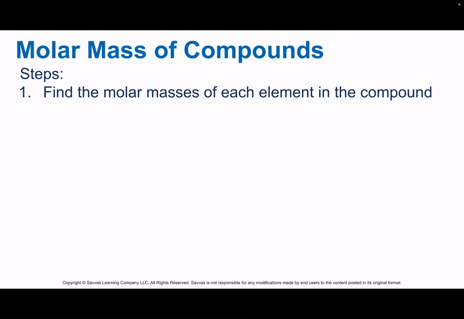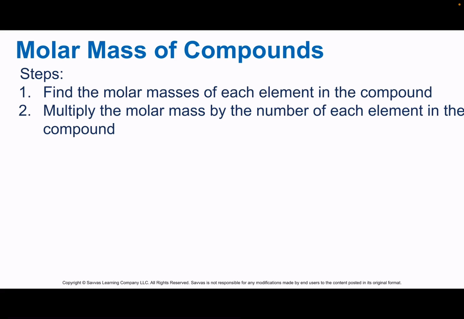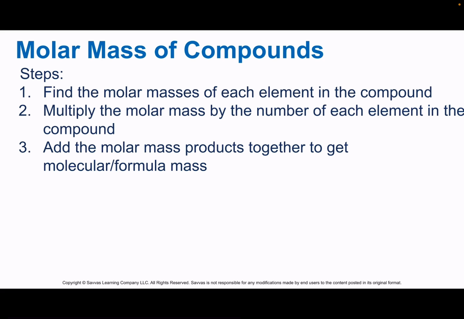Step 1, find the molar masses of each element inside the compound. Then we're going to have to multiply all of the molar masses by the number of each element in the compound. And last but not least, I said it was a summation. We're going to add all of the molar masses together to get the total, what we call molecular mass or formula mass. So let's take an example like sulfuric acid, H2SO4.